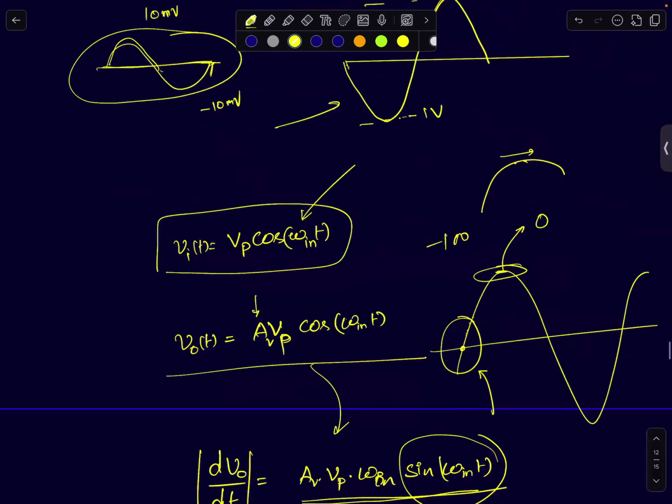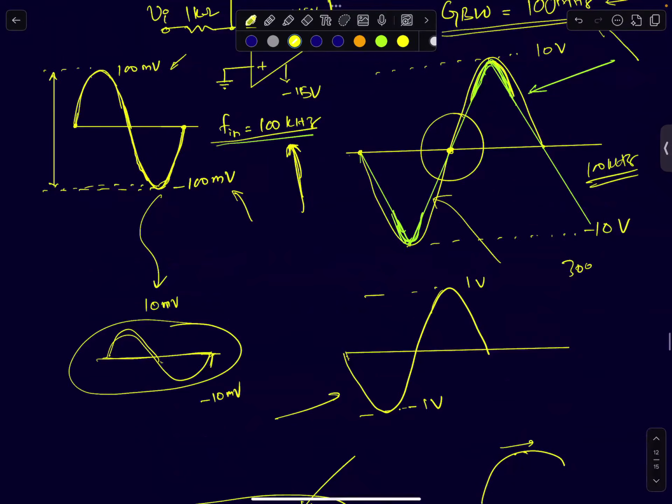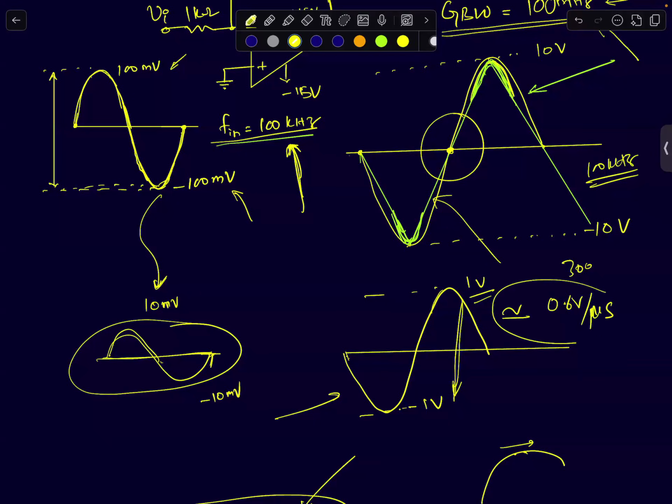Now if I apply a 10 millivolt sinusoid, the output is going to be plus minus 1 volt. The maximum slope of the output is approximately 0.6 volts per microsecond. This is within the slew rate of the op-amp, so the output is able to track. It's able to change at a very high speed here. Once the sinusoid reaches its peak value, the slope is lower, so it will be able to track at the peak.